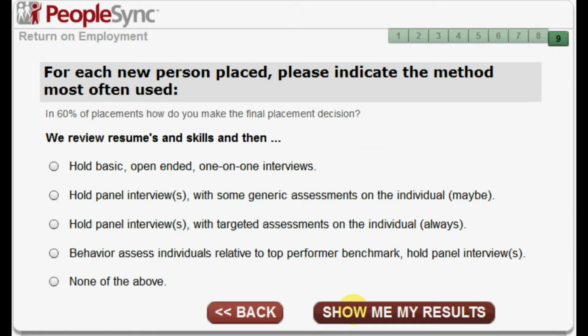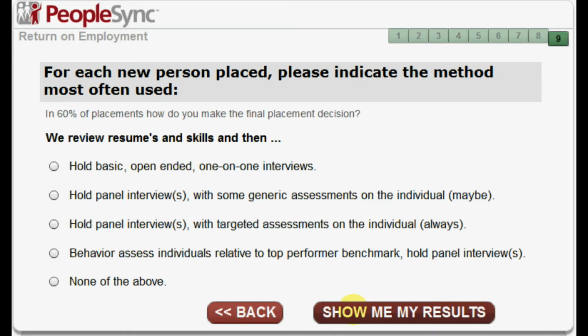Question 9 asks how you close the loop in terms of selecting people by determining the final placement decision used for the majority of new hires. We assume that you review resumes and skills, but it's important to know the extent to which you use interviews versus assessments, and if you do use assessments, what type of assessment do you use?